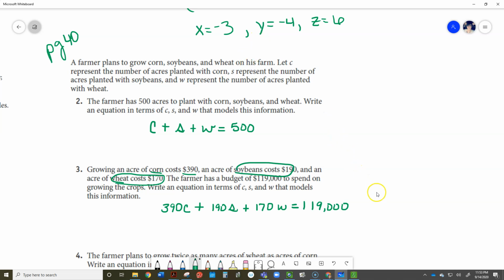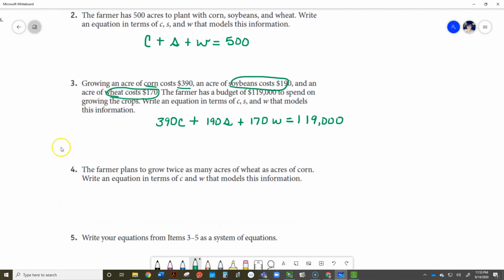Now this one down here is the one that throws most people for a loop. The farmer plans to grow twice as many acres of wheat as corn. So we're only going to have an equation. The only thing that our equation here is going to have in it is corn and wheat. All right, so here's the way that I handle this.